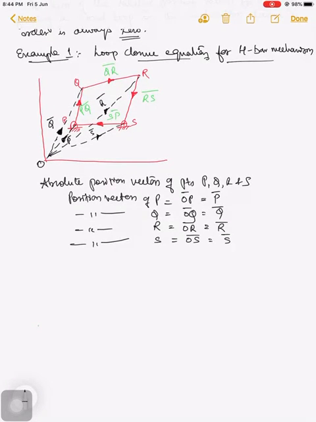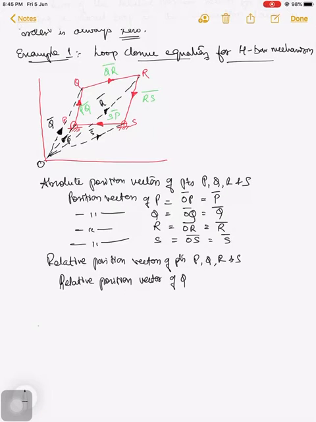Now the relative position vectors. Let us consider the relative position vectors of points P, Q, R and S. First, the relative position vector of Q with respect to P will be given as PQ, as I have already shown in the diagram, and it is given by vector Q minus vector P. As you can see, the directions of the vectors, that is this and this, are in the opposite directions, therefore Q minus P.